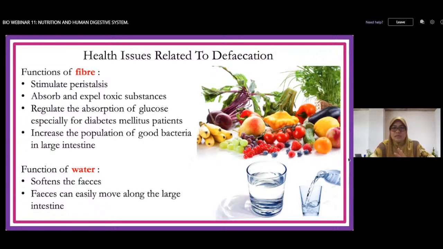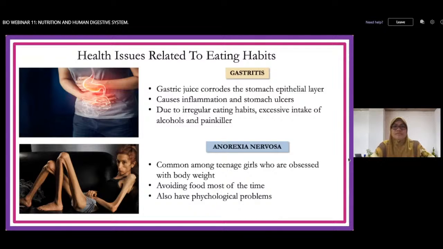Bakteria pun dalam badan kita ada yang bakteria baik, bakteria yang tak baik. So kita nak yang bakteria baik tu, so kena banyak ambil fiber. Juga function of water, semestinya to soften kita punya feces, untuk lembutkan kita punya najis. And also bila air kita minum cukup, najis akan mudah keluar melalui large intestine.